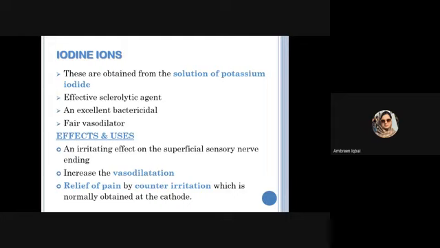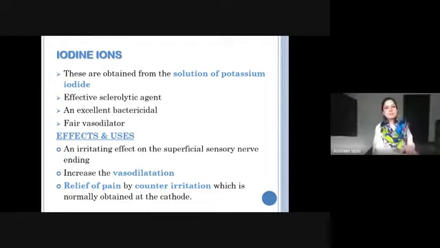They are also excellent bactericidal agents. Bactericidal means to kill the bacteria. So bactericidal agents are those that are going to kill the bacteria. They are also vasodilator in nature, iodine ions. So these are the following characteristics of iodine ions according to which we can use them. The next are effects and uses.